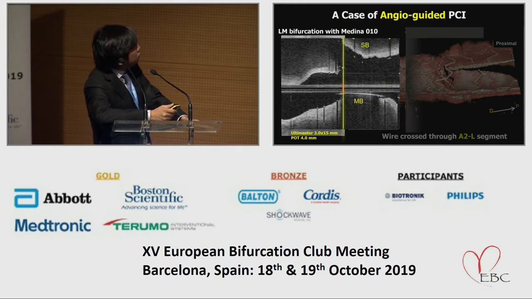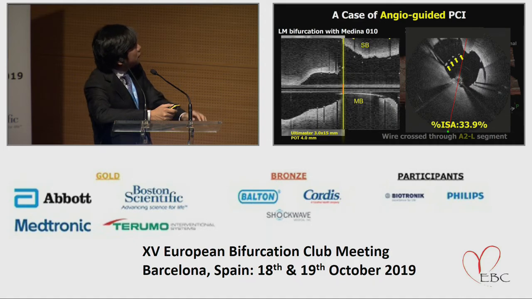The second case is another angio-guided PCI. In the cross section, you really see that there was a lot of clustering of the struts in front of the bifurcation in this bifurcation segment. So in this case, ISA was 34%.